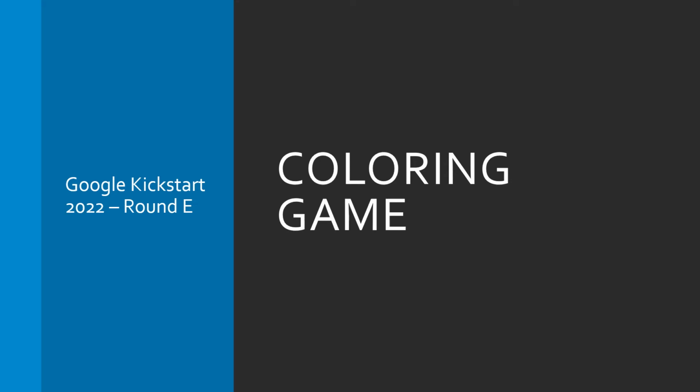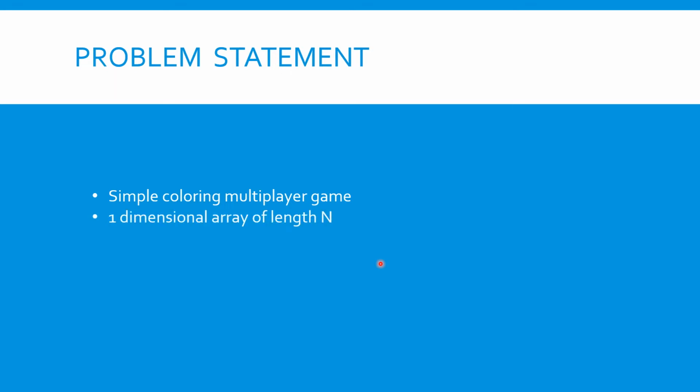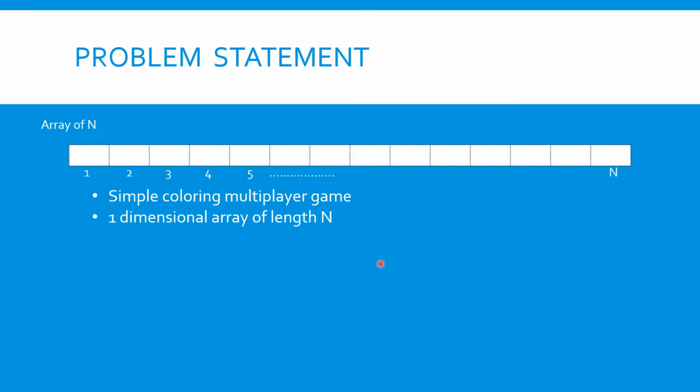So today we'll discuss the Kickstart problem, Round E, Coloring Game. Let us discuss the problem statement. Here we have a simple coloring multiplayer game designed by John. This game consists of a single-dimensional array of length n, and the game is all about coloring the cells. A player can color only valid cells, and these cells are valid only if they are white and their neighboring cells are not colored.